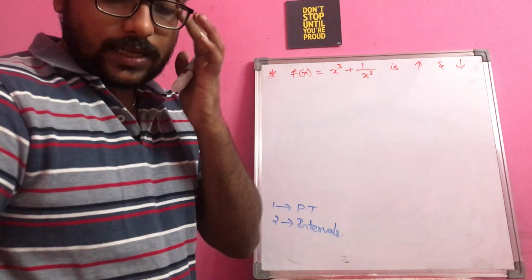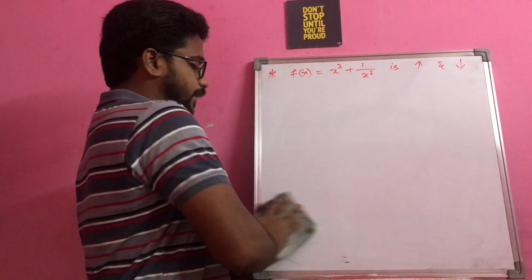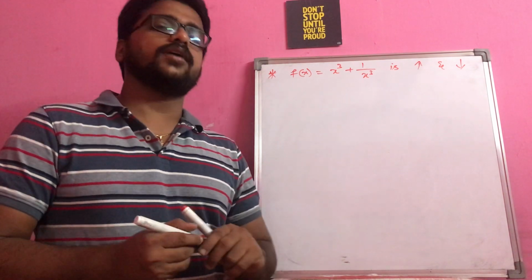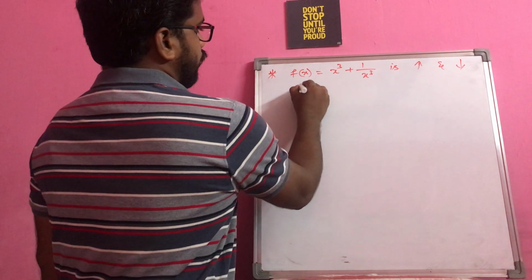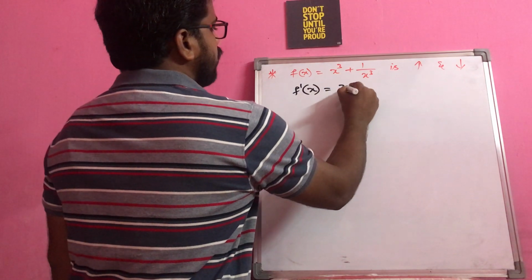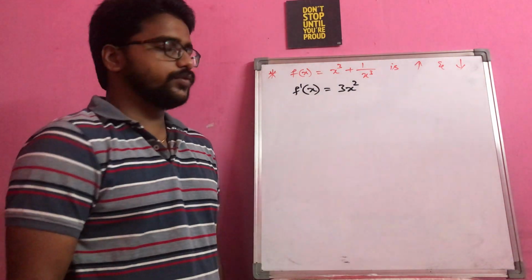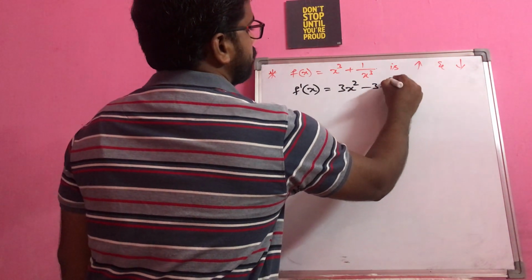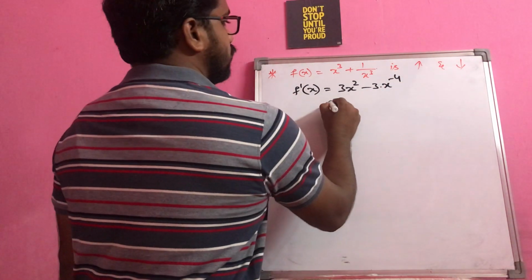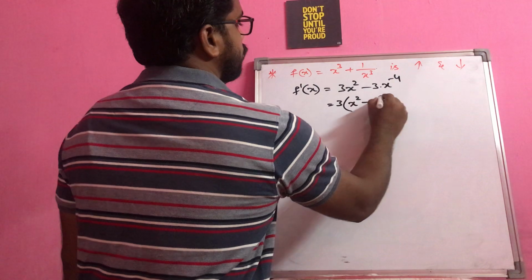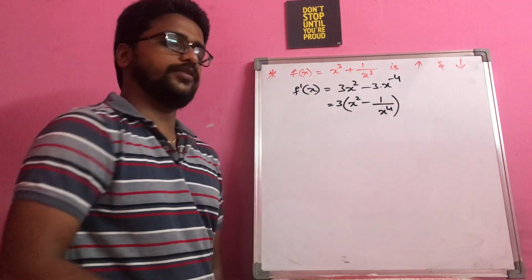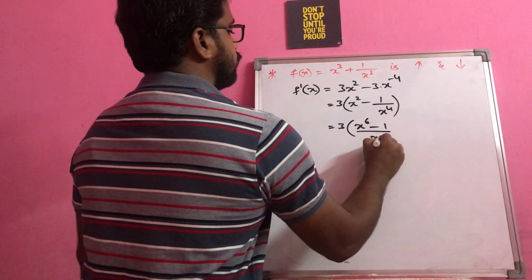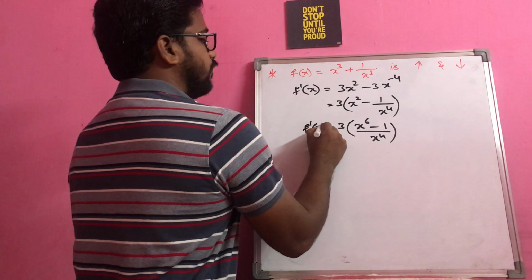So you can easily identify that here we have to find out the intervals. So let us follow the procedure. The first step is to find the differentiation. So if you apply f dash of x for this, x cube differentiation is 3x square, and 1 by x cube is nothing but x power minus 3, which will give you minus 3x power minus 4. If you further simplify this, 3 into x square minus 1 by x power 4. Simplifying further, you will get 3 into x power 6 minus 1 divided by x power 4. This is f dash of x.